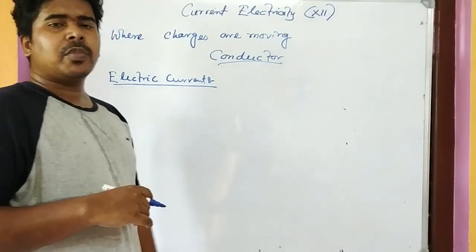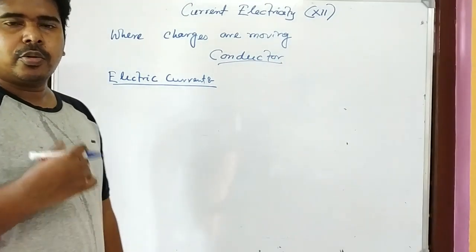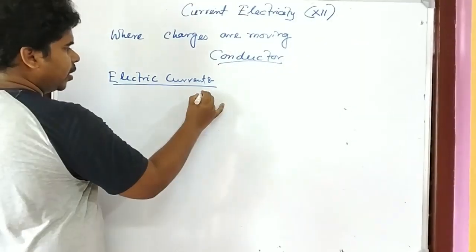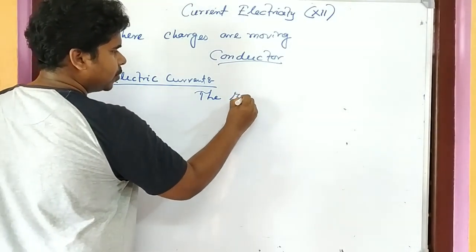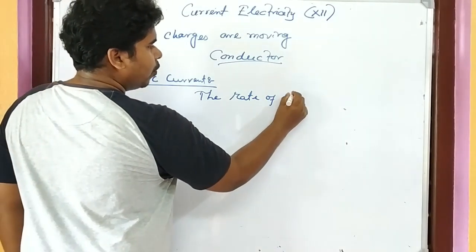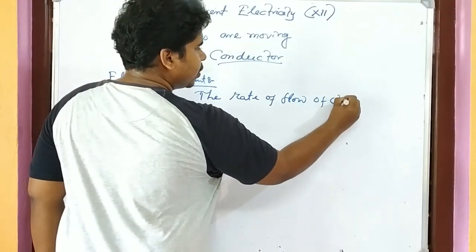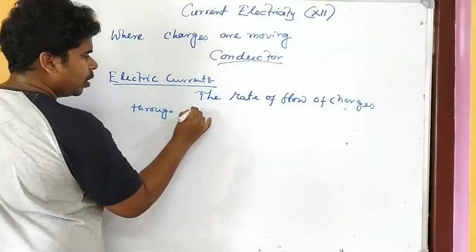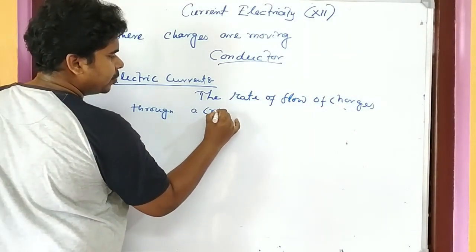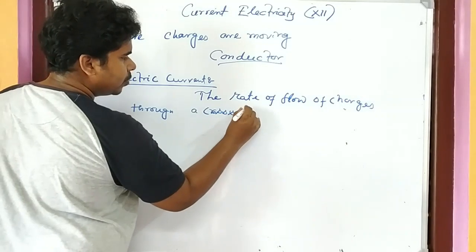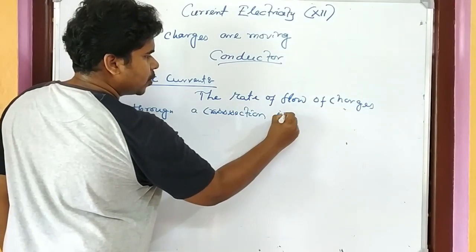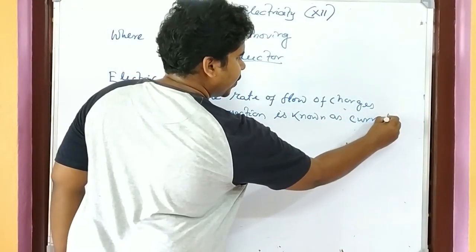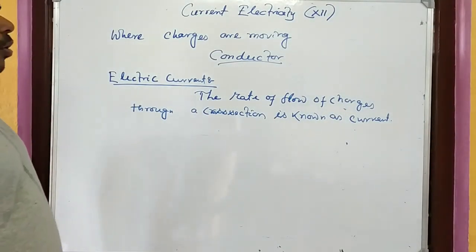Now the question is, how do you measure the electric current? It is also very easy, and you have learned from very early classes that the rate of flow of charges through a cross section is known as current. That is a very common definition, and you have learned it earlier also.